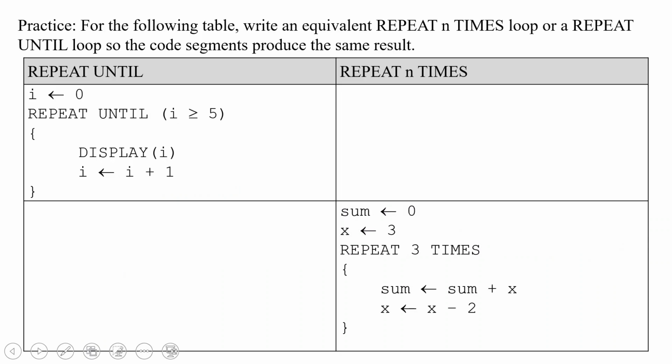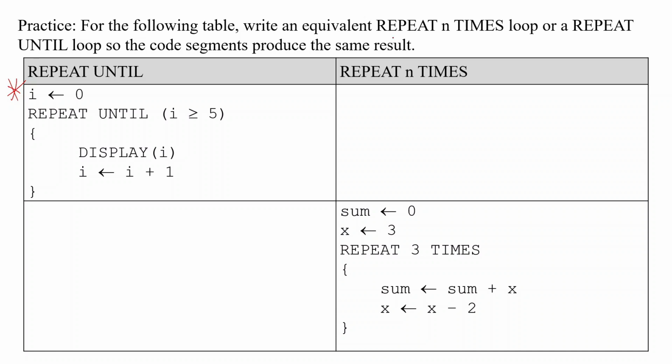And in some cases, you can actually interchange these, and it's up to you as the programmer what you would like to do. So just for practice, in the following table, we're going to write the equivalent repeat n times loop or a repeat until loop, so the code segments produce the same result. In this table, I have, starting off over here, a repeat until loop. I is 0, repeat until I is greater than or equal to 5, display I, and then I increases by 1. So I want to write this code, but I want to write it repeat n times, okay?